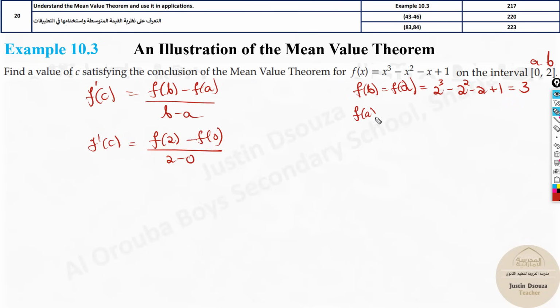Now f of a will be equal to f of 0. It's very easy when it's 0, isn't it? All the x's dissolve to zeros. The only remaining thing is 1. Sorry, 1. And I wrote 3.